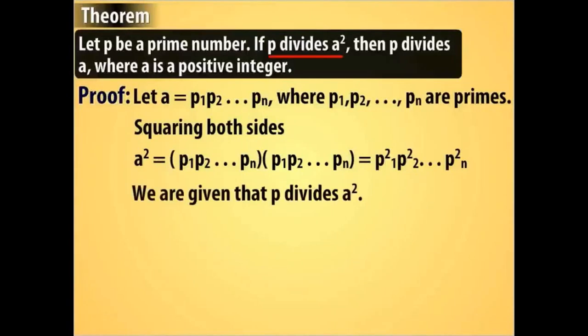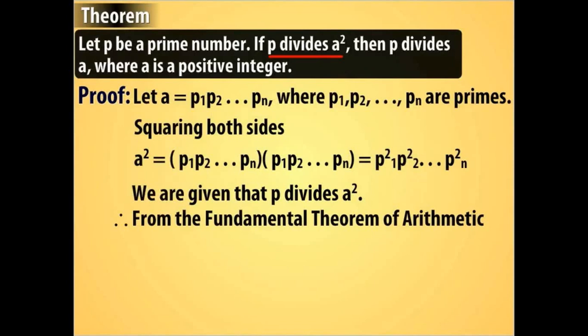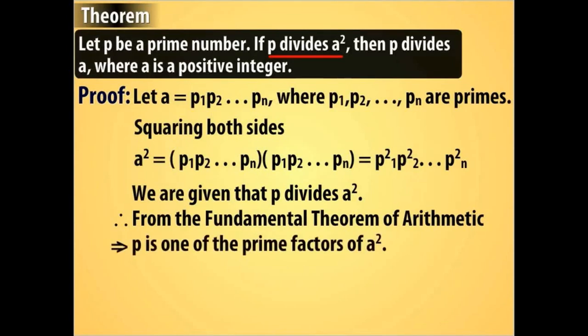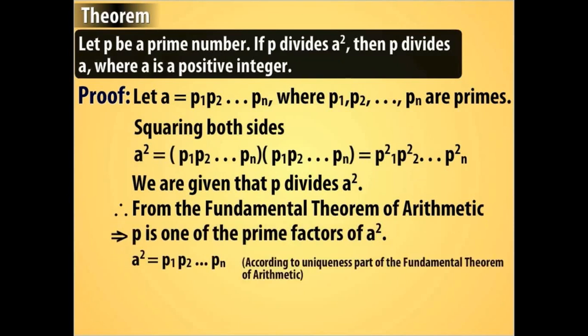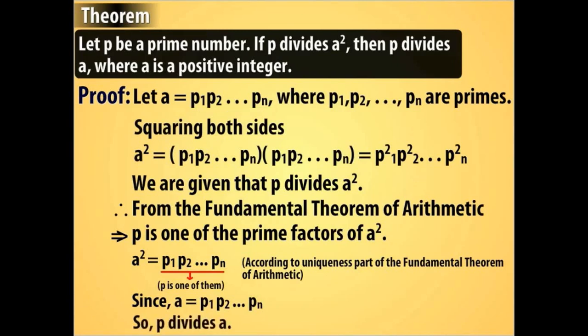It is given that p divides a square. So, from the fundamental theorem of arithmetic, it follows that p is one of the prime factors of a square. According to the uniqueness part of the fundamental theorem of arithmetic, the only prime factors of a square are p1, p2 and so on till pn. So, p is one of these prime factors, and since a equals the product of these prime factors, p divides a. We use this theorem to show that the square root of 2 is irrational. Let's see how.